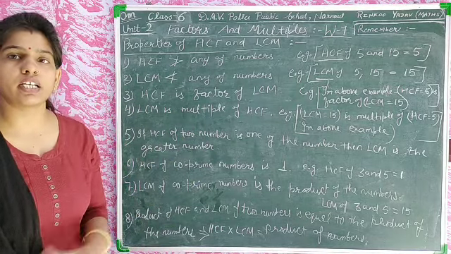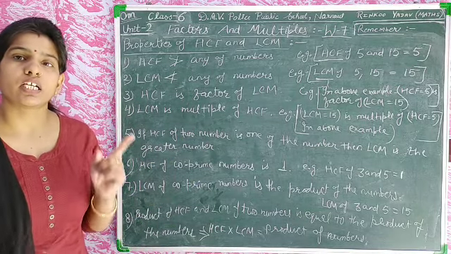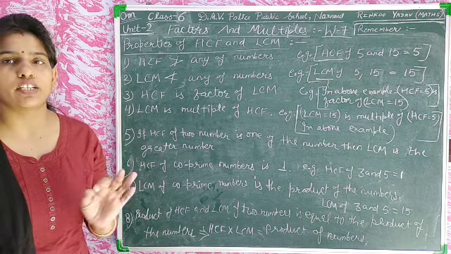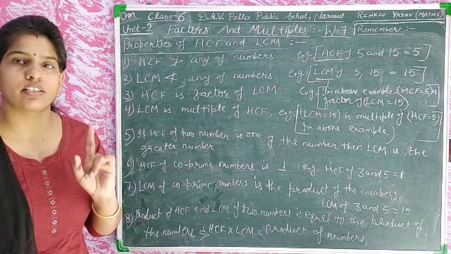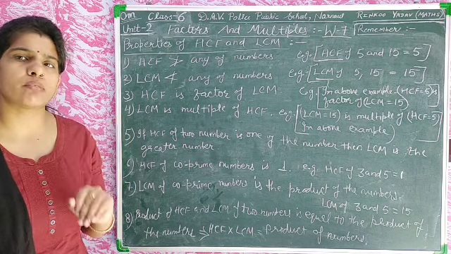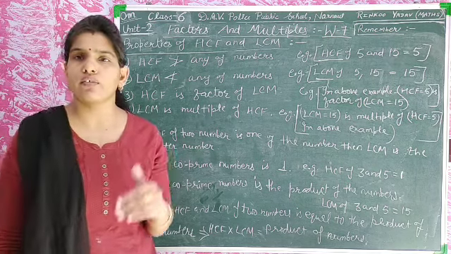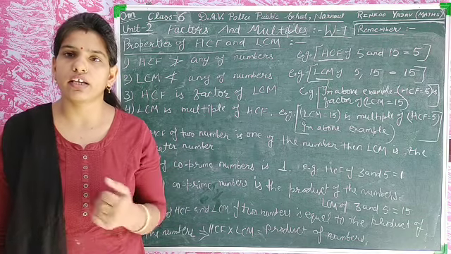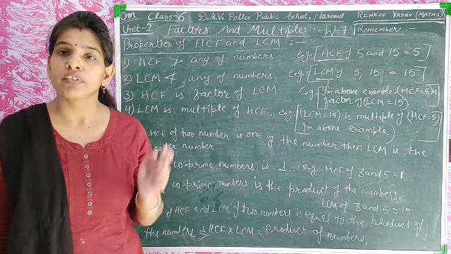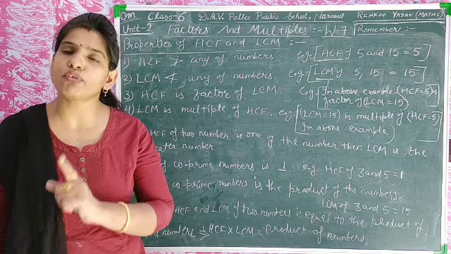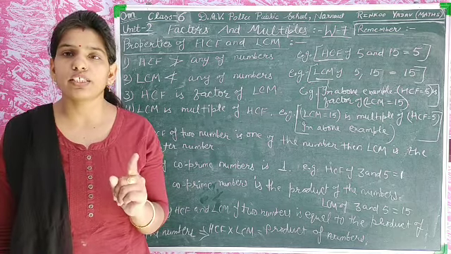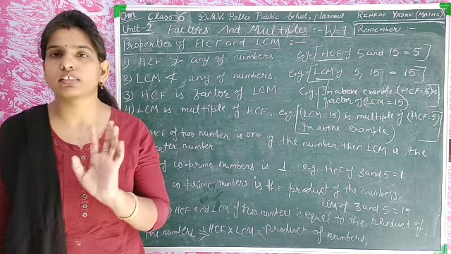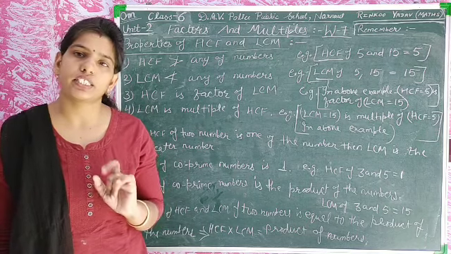Property 1 says that HCF is never greater than any of the numbers. Here some numbers are given: 5 and 15, 3 and 15, 4 and 9, 3 and 9. If you find the HCF of these numbers, it is never greater than these numbers.